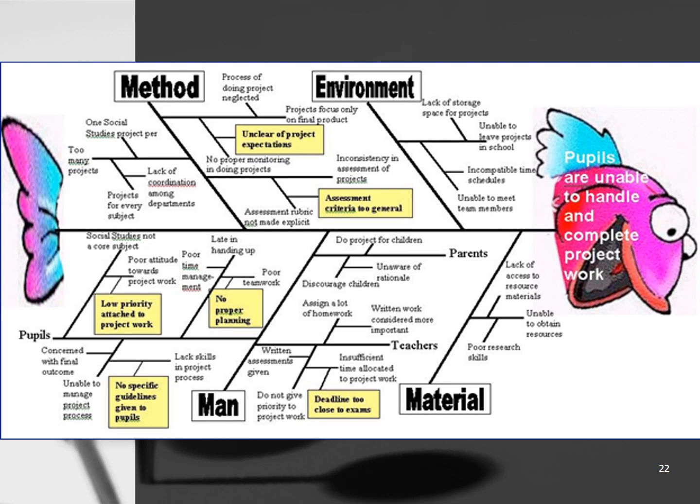Let's take a look at the method. One of the primary causes is unclear project expectations, and assessment criteria that are too general, for example. And they have the secondary causes: process of doing project neglected, projects focused only on final product, no proper monitoring in doing business, and many more.